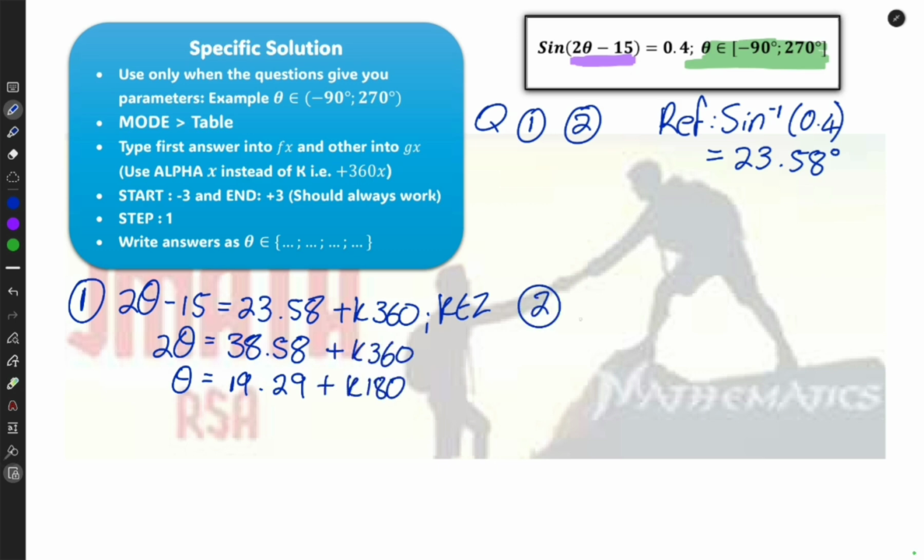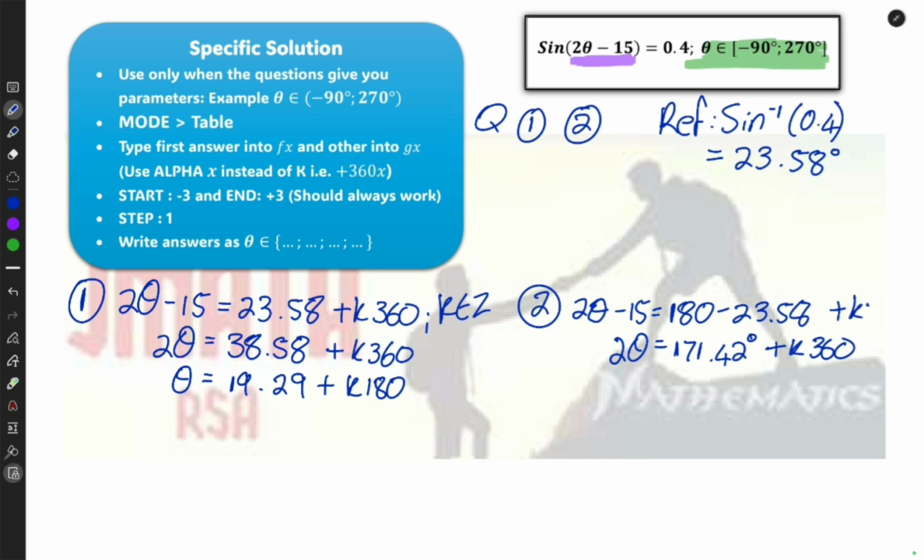So now if I do quadrant 2, I have to start with the whole bracket again. So 2 theta minus 15 is now equal to 180 minus the reference angle. Okay, and I see 2 theta is equal to 171.42 degrees plus k 360. I forgot to add it up top, so please don't be like me. Just add it there. So then I can say theta will just be 85.71. And I need to say plus k 180. Perfect. If the question just asked me what is the general solution, I would stop there.